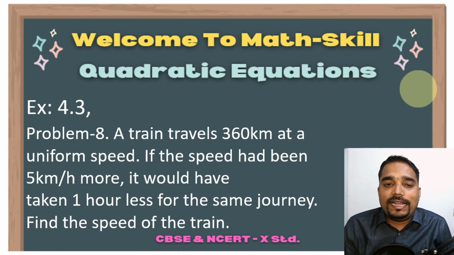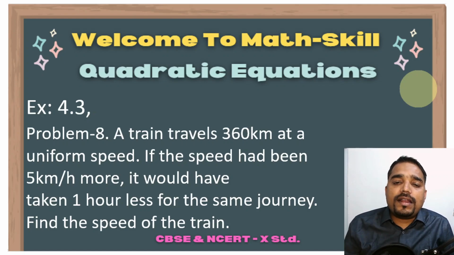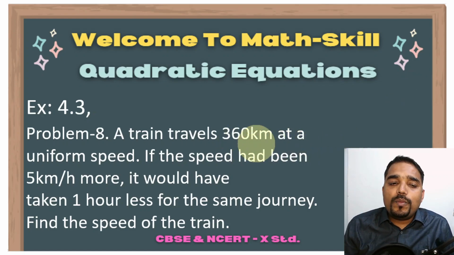In this session, let's discuss the chapter Quadratic Equations, and the numerical we are going to solve is a statement problem from the third exercise. The numerical is: a train travels 360 kilometers at a uniform speed. If the speed had been 5 kilometers per hour more, it would have taken 1 hour less for the same journey. Find the speed of the train.